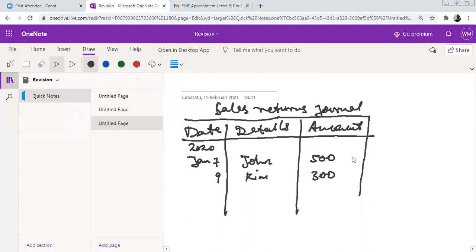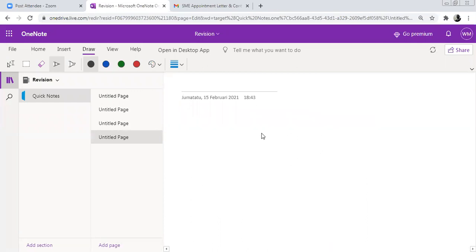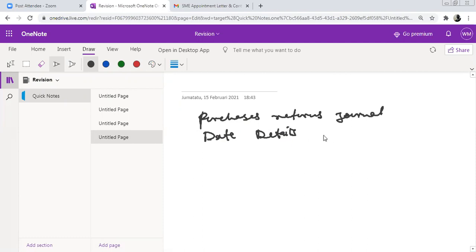Then for the purchases returns, it is the same format: the date, the details, and we have the amount.